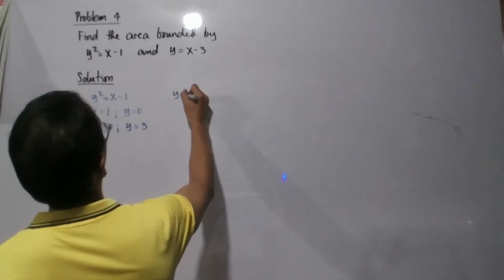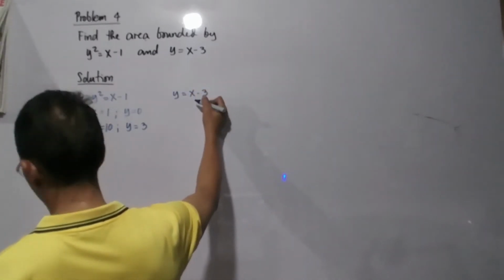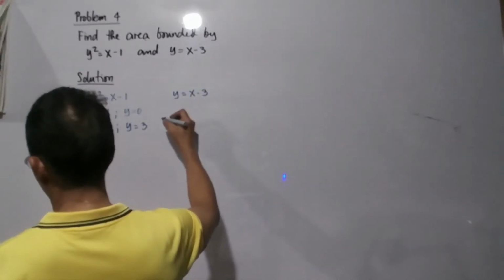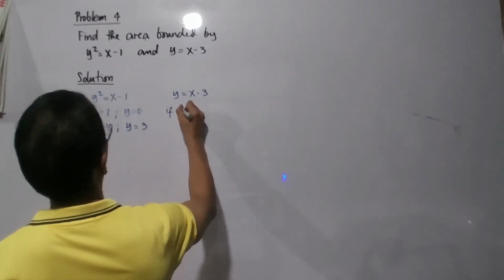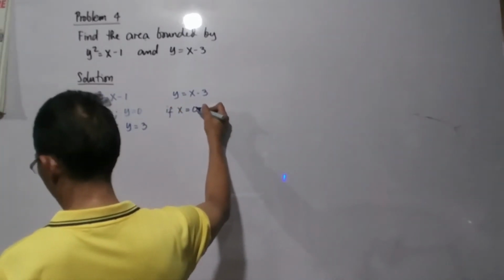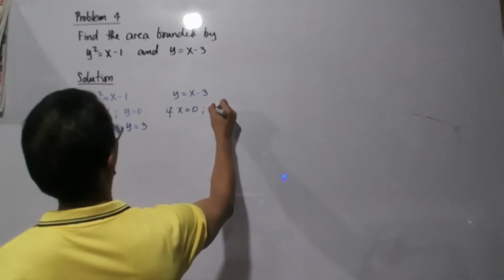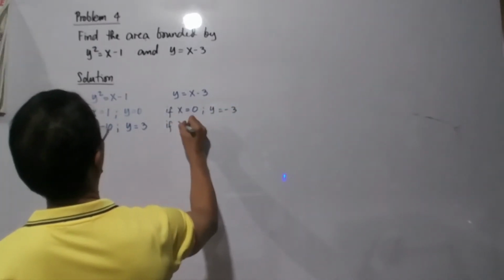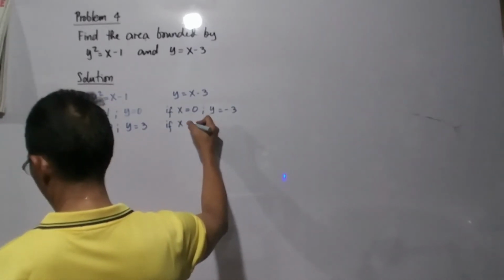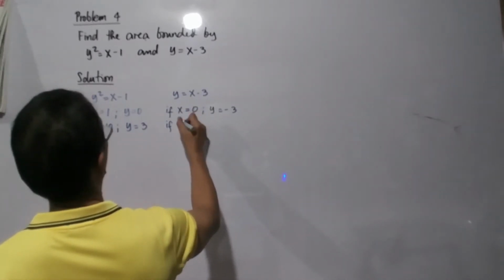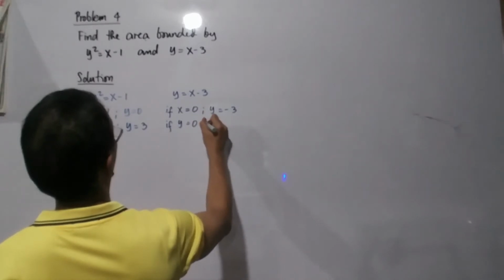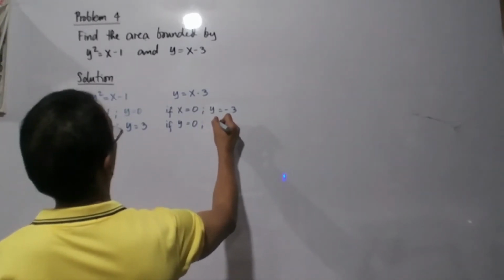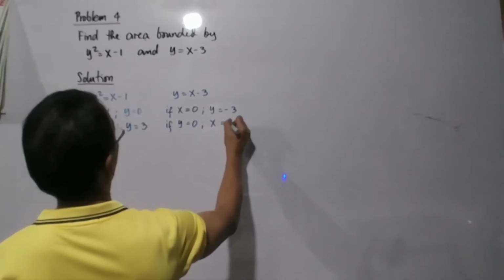If y equals x minus 3, if x equals 0, we have y equals negative 3. If y equals 0, x equals positive 3.